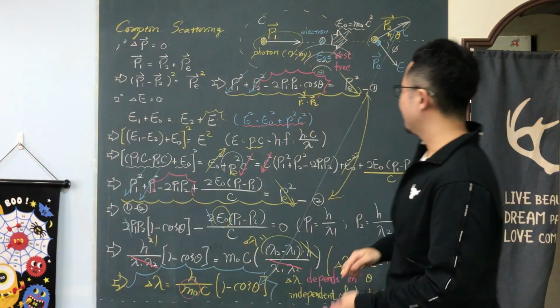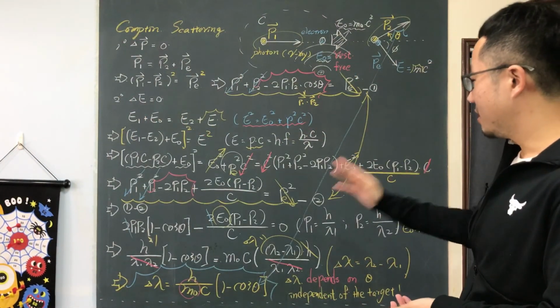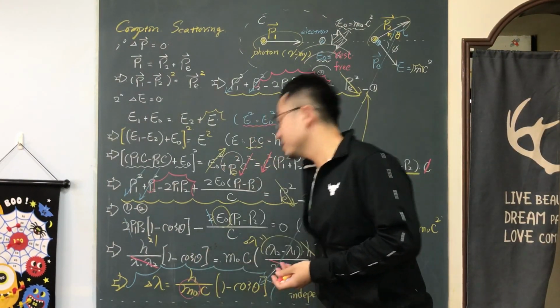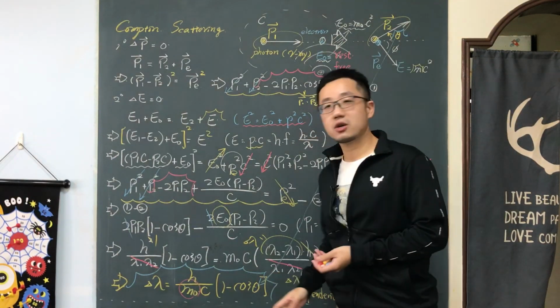Okay, so this is how we derive the delta lambda equals h divided by the rest mass times the speed of light, times 1 minus cosine of theta.